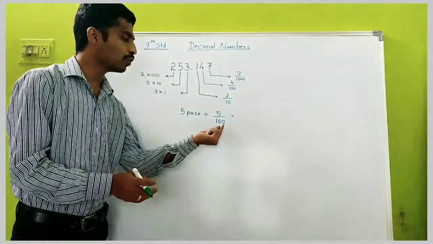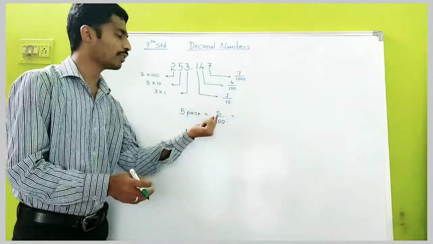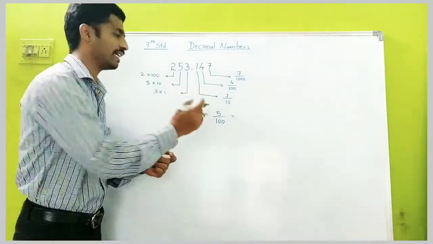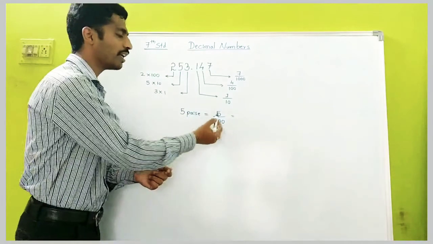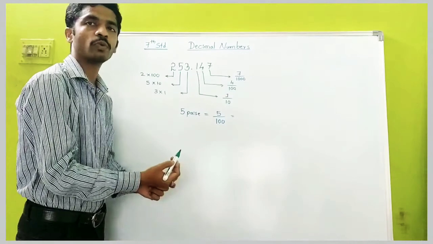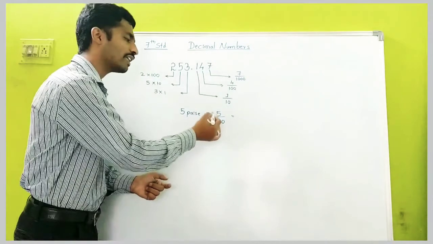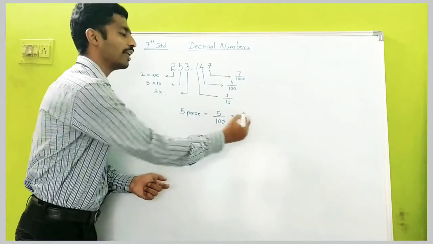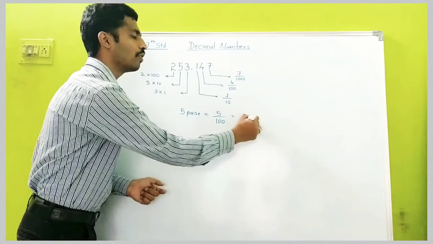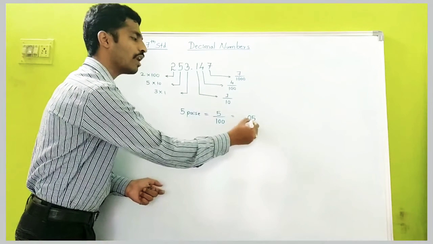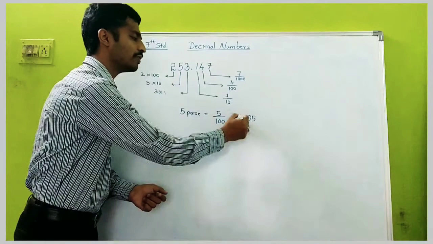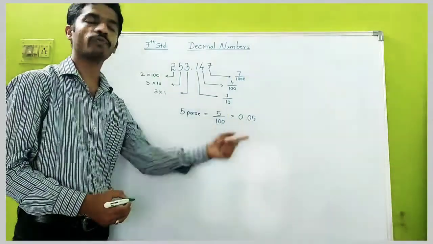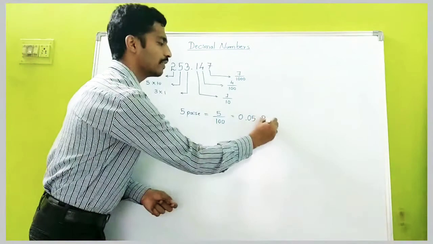See, here 2 zeros are there. So what we have to do? We have to count from the right side. After 2 numbers we have to put the point. But here we are getting only 1 number. So we have to take another 0 in front of the 5. So here we will get 05. After that, 1, 2, after 2 numbers we have to put the point. So it will give us 0.05 rupees.